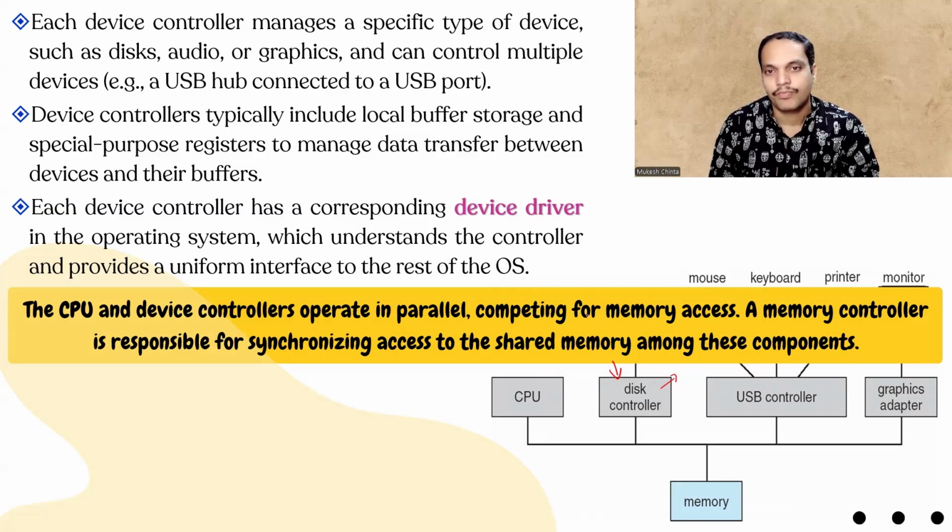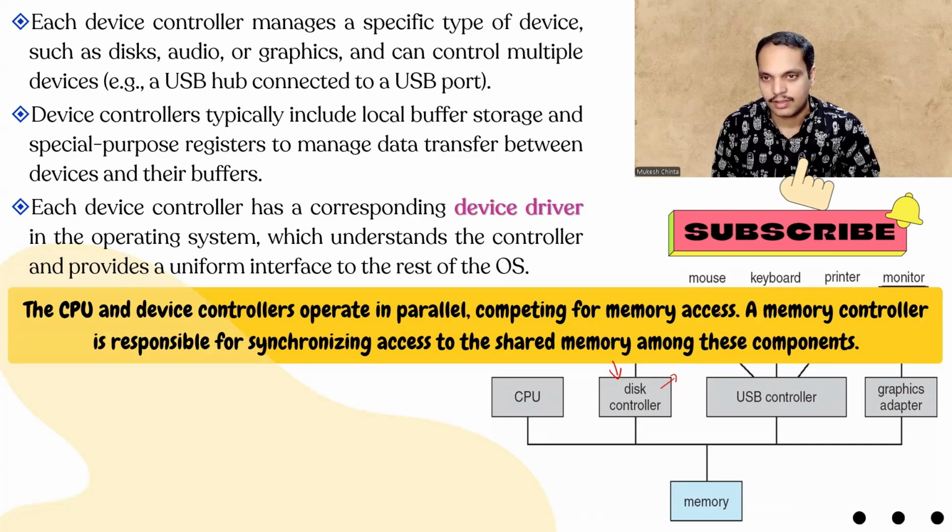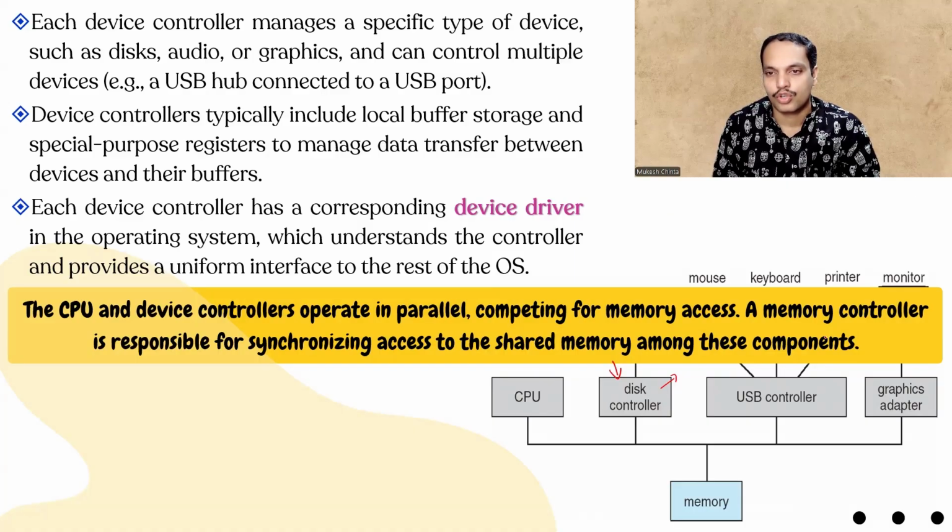They are competing for memory access. A memory controller is responsible for synchronizing the access to the shared memory among these components. So there is another memory controller here which will try to regulate the access of the memory among all these components.